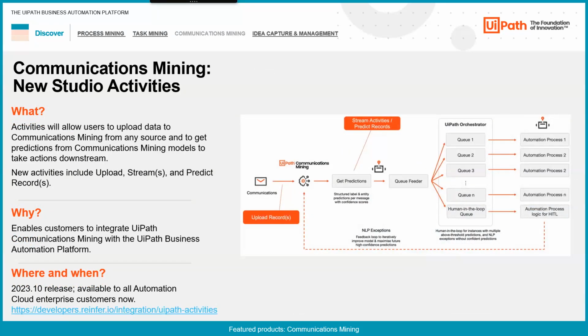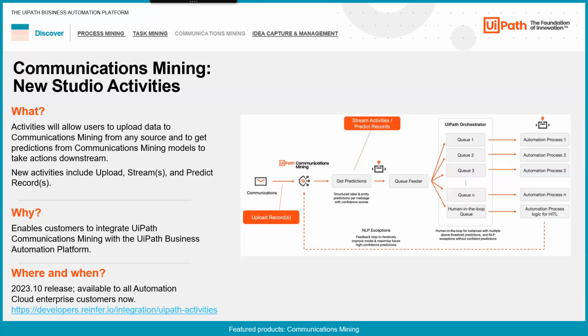Another thing we've added for communications mining is new Studio activities. So, in the past, to use communications mining within the automations, you had to build some of the requests yourself or set up a stream direct into communications mining. But there can be times within the process where you may want additional predictions to happen from communications mining, or you may want to adjust the order of how you're actually executing things within the automation.